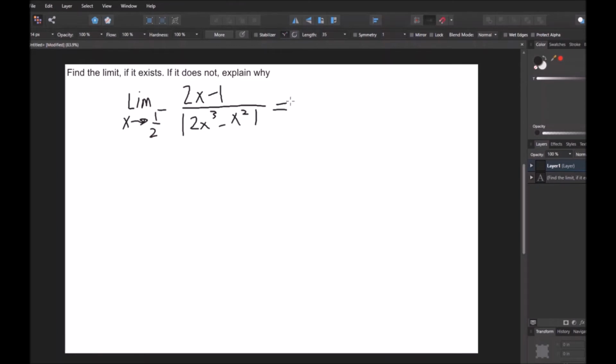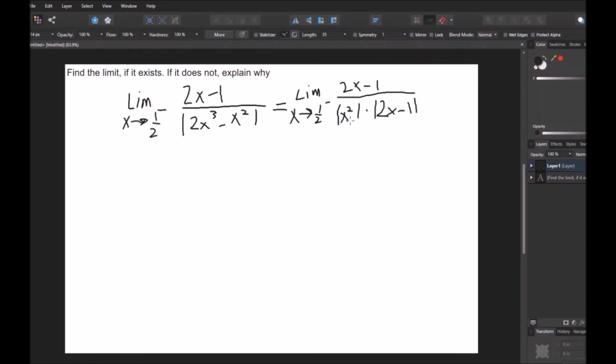So what I'm going to do is I'm going to rewrite it as the limit as x approaches 1/2 from the left of 2x minus 1, and then I'm going to factor out an absolute value of x squared times the absolute value of 2x minus 1.